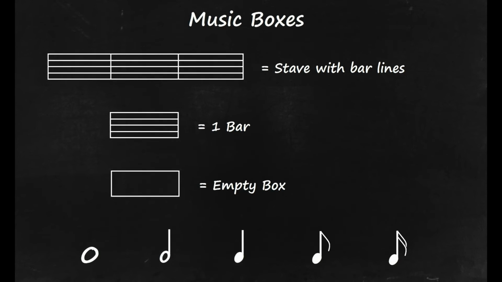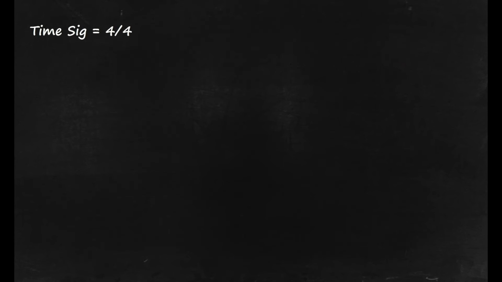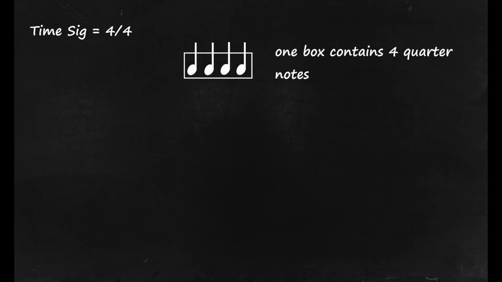To make things as simple as possible, we will use the note values as seen in the previous video, Maths, Numbers and Music Part 3. Let's say we are going to use a time signature of 4-4. This states that we should use 4 crotchets, 4 quarter notes, or their equivalent value in one box.